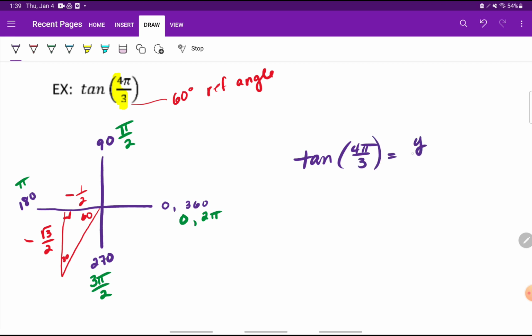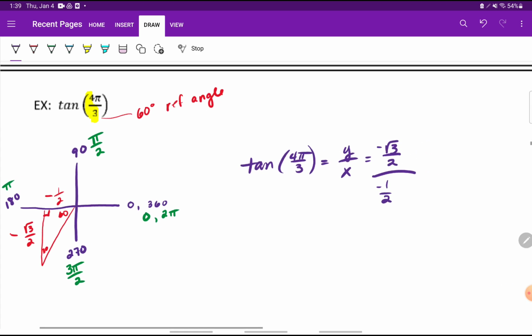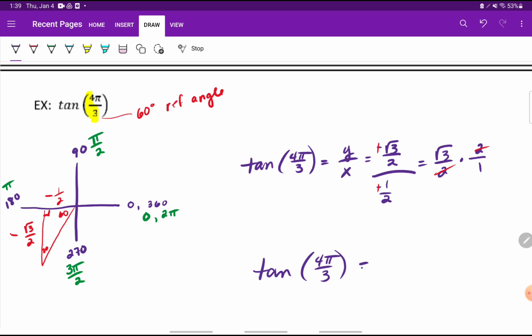Tangent is y over x. So I'm going to take my y value, negative square root of 3 over 2, and divide it by my x value, negative 1/2. Now a negative divided by a negative is a positive, so I know this is going to be positive. I'm not going to think of the signs anymore. But to simplify this, I'm going to multiply by the reciprocal of the second fraction. We get the tangent of 4 pi over 3 is equal to the square root of 3.